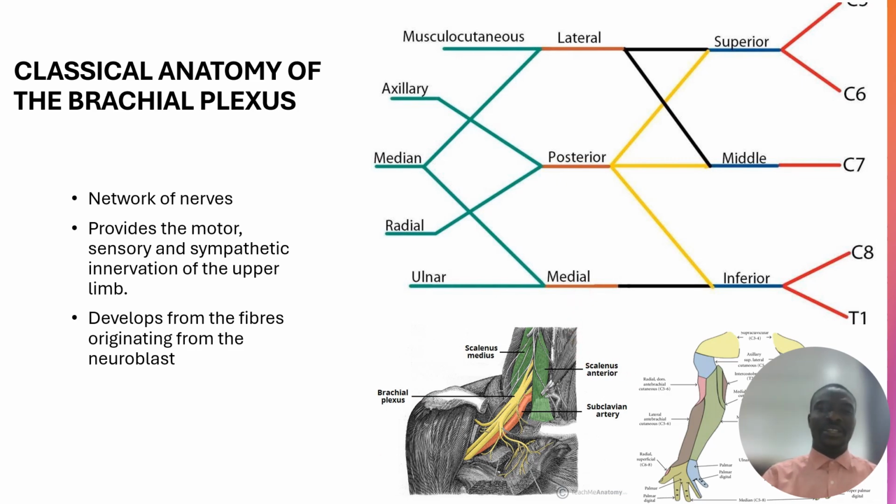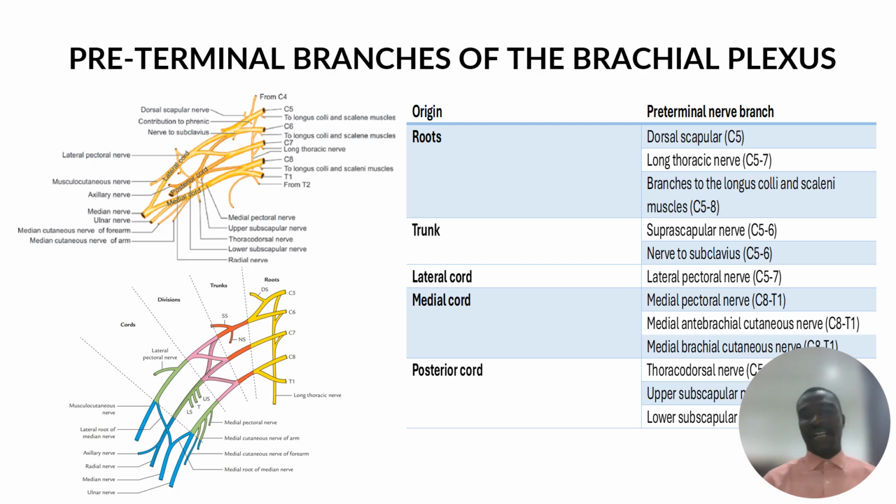Now we get onto the pre-terminal branches of the brachial plexus. There are also branches that go off from the different parts of the brachial plexus, from the roots, from the trunk, from the 3 cords. But it's important to note at this stage that for the classical nature of the brachial plexus, there is no branch coming off from the divisions. The 6 divisions have no existing pre-terminal branches in the classical nature of the brachial plexus. So we can appreciate here the branches that come off from the roots.